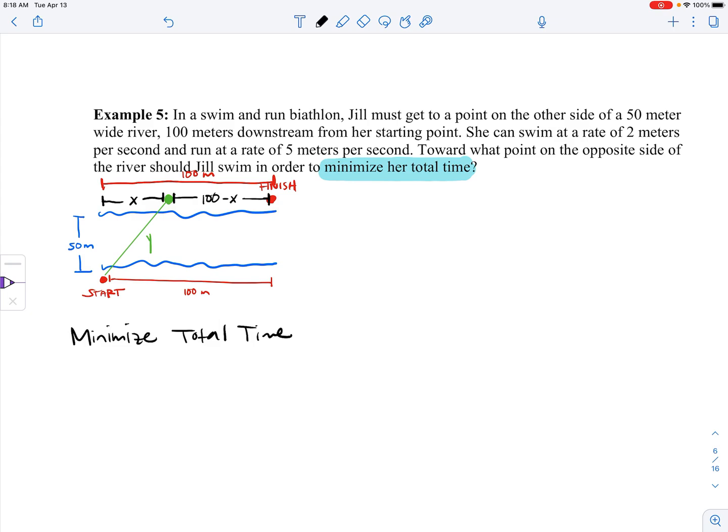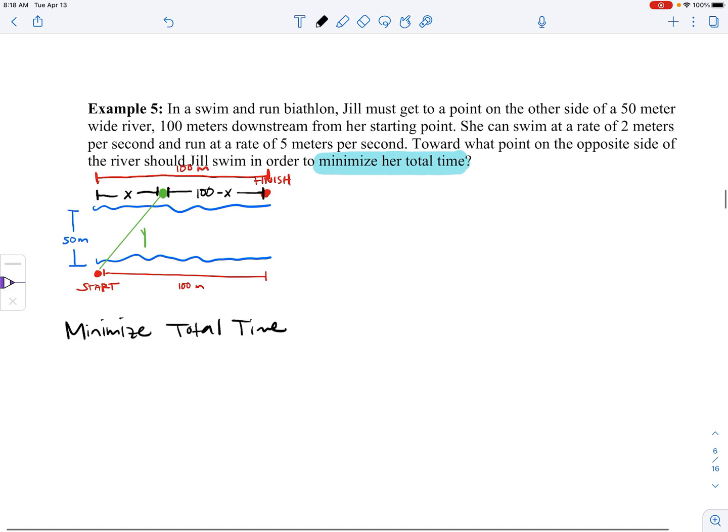Okay. So now going back to the quantity that we're trying to optimize, right? We're trying to minimize her total time for completing the race. So let's think about how we could come up with that equation. So the total time I'm going to call capital T. That's going to be equal to the time it takes her to swim across the river plus the time it takes her to run.